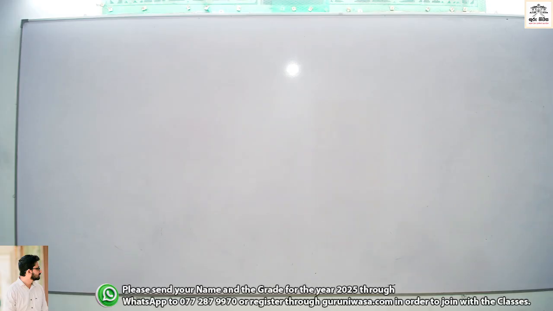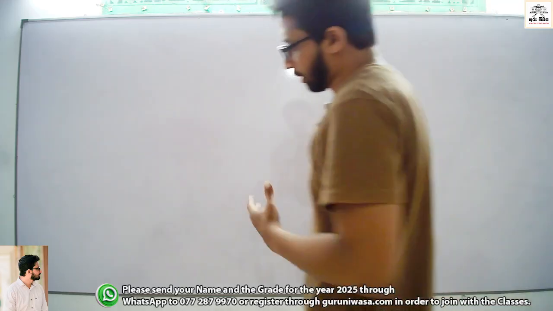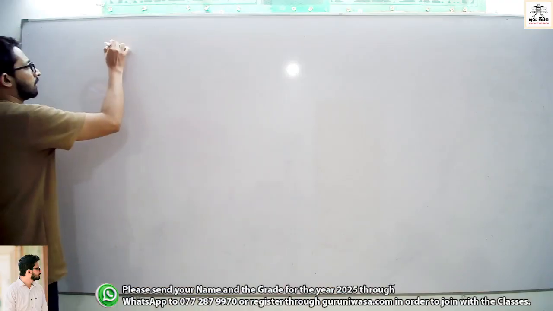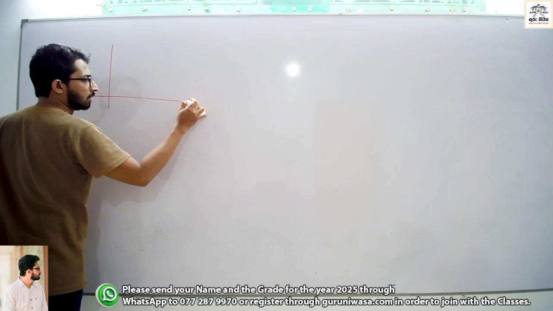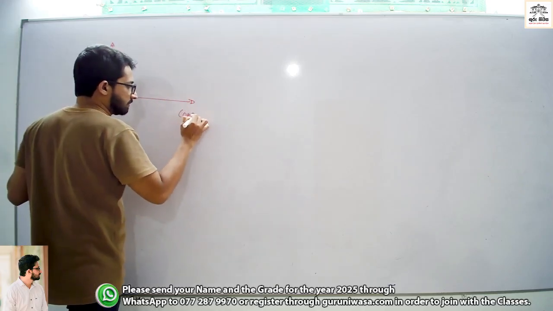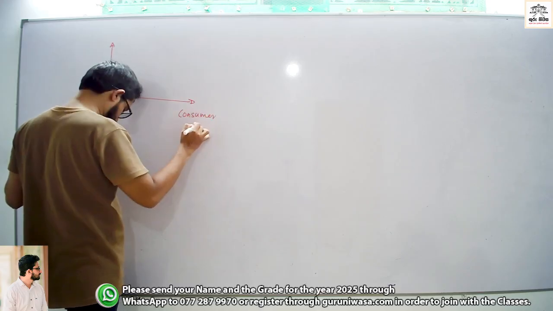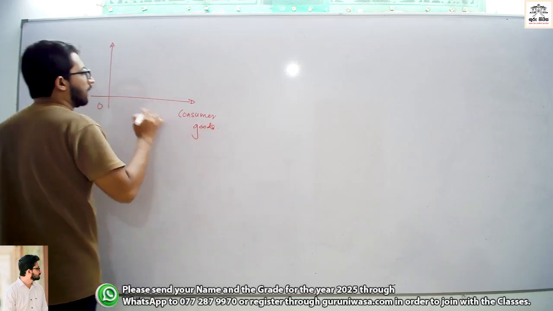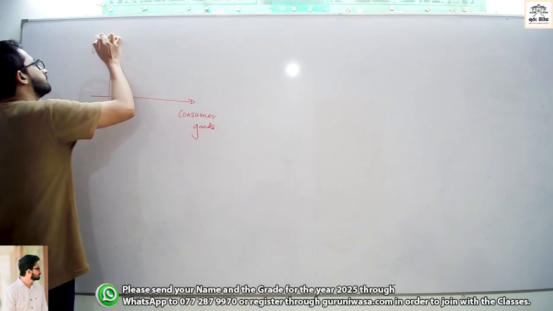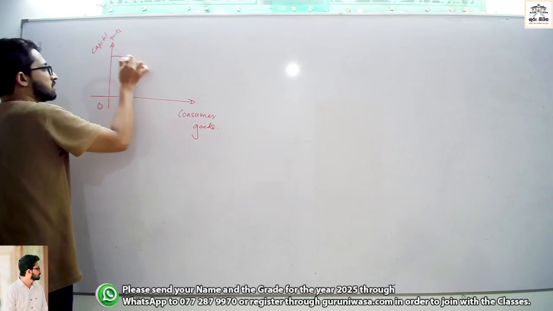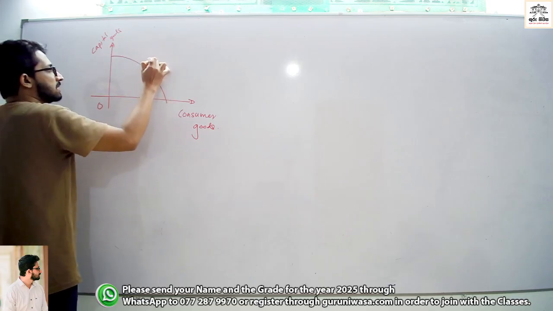You know that an economy cannot achieve a point outside the PPC curve. Consumer goods and capital goods. This is your production possibility curve, PPC.